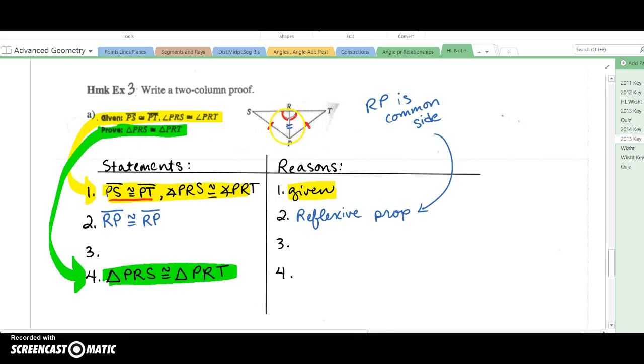Then from here, we're going for angle side side with a right angle, but I don't have a right angle right now. We can, however, figure out that angle SRP and angle PRP are both right angles. So let's go ahead and say that right now. We can figure out that angle SRP and angle PRP are right angles.